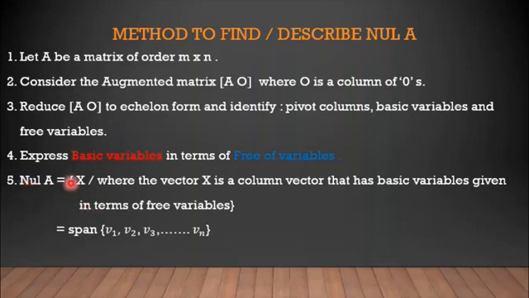Then point number 5, null A is equal to the set containing vector x such that the vector x is a column vector that has basic variables given in terms of free variables. So you can describe null A as a set of vectors x. Then what will that vector x have? It will have the basic variables, which are expressed in terms of free variables. That will give us a span of the set containing V1, V2, V3 and so on to Vn. This is obtained by expressing basic variables in terms of free variables.